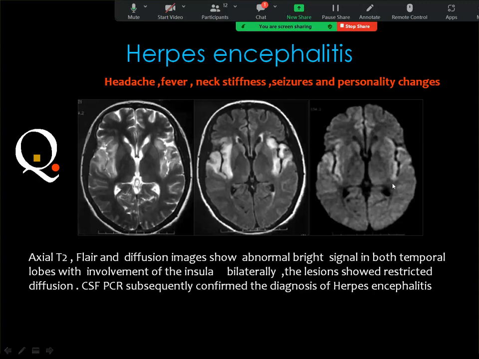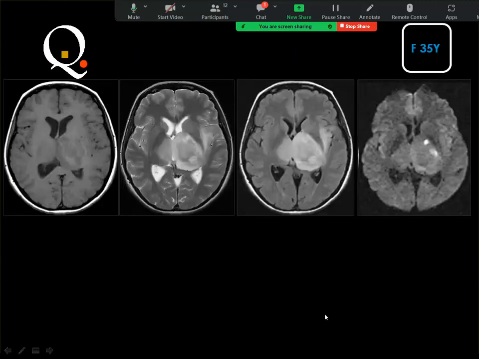The diffusion weighted images may also show some other lesions in the frontal and maybe the parietal areas.